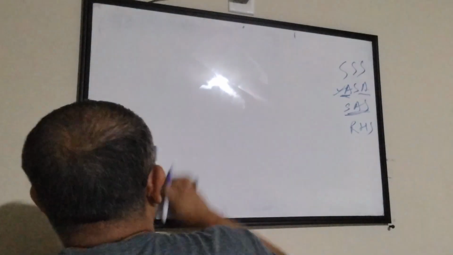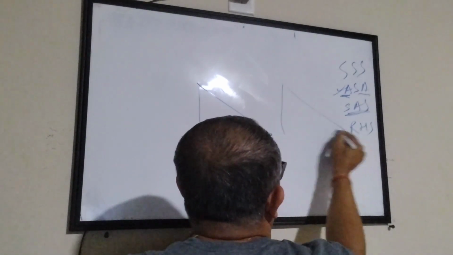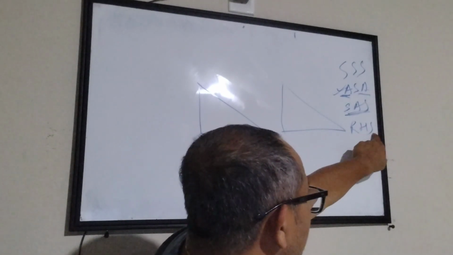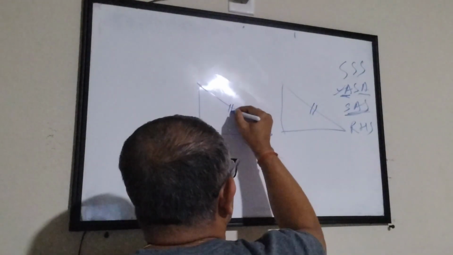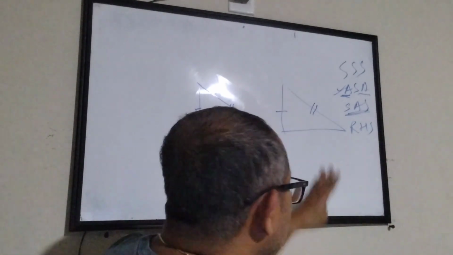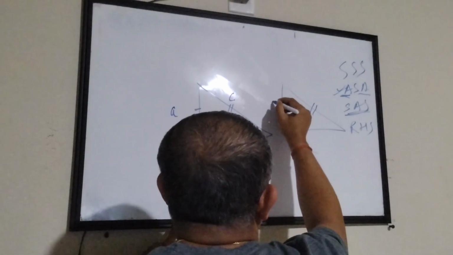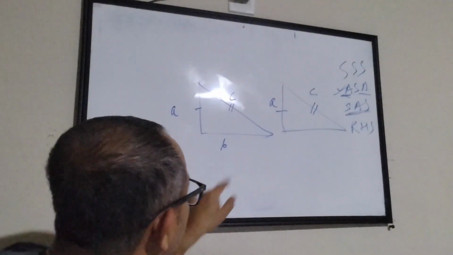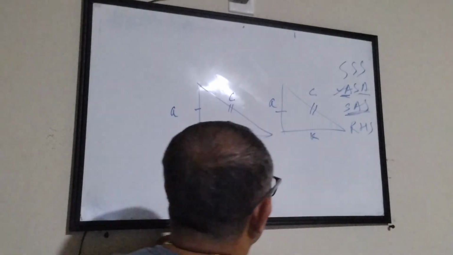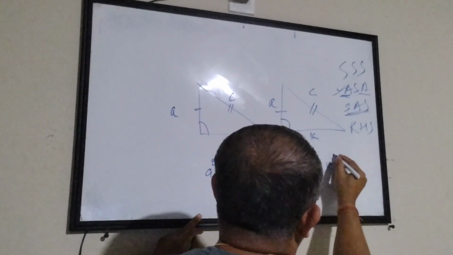I'll still go to this. The last theorem says RHS, right angle triangle, hypotenuse and one side, meaning hypotenuse are matching, and one side is matching, meaning this side and this side are matching. Then they will be congruent. That's what this theorem says. And we also believe in that. Let's say this is A and C and this is B. A and C are matching, right? What is the value of B? A square plus B square equals C square. Let's say this is K. And this is also a right angle triangle. So the Pythagorean theorem says A square plus K square equals C square.